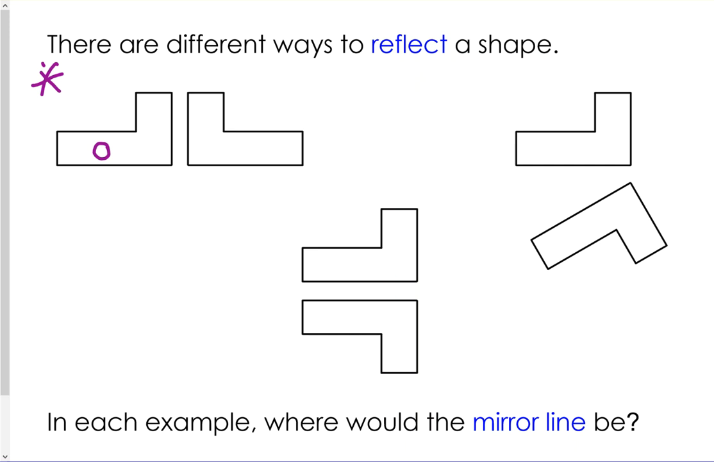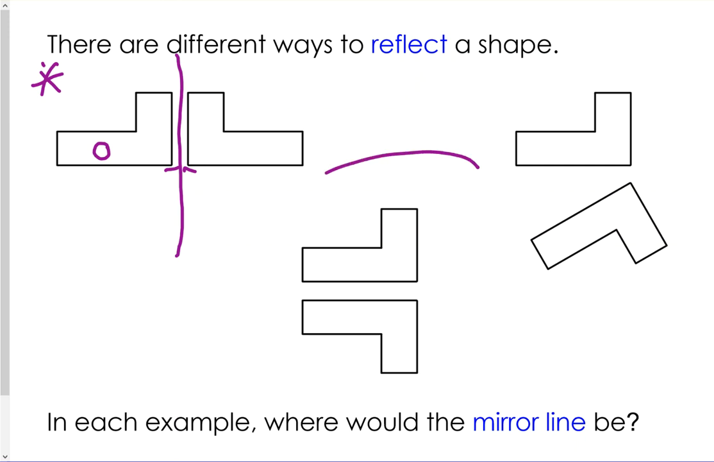Draw the mirror line with your finger on the screen for these images. The mirror line for these 2 shapes would be approximately right here, shifted a little to the right. Both shapes are equal distance from the mirror line.